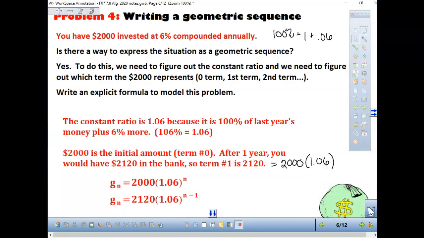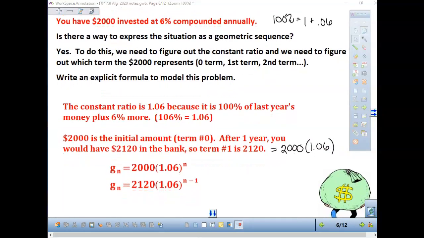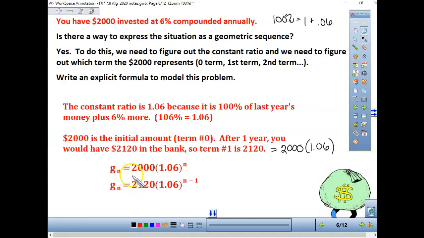And as we look at this last part, our sequence as we are writing it, because it's the 0 value, is 2,000. So it almost looks exactly like our exponential equations. G to the n equals my 0 term, 1.06 to the n minus 0. N minus 0 is simply going to be n. My first term, if I'm writing it as an explicit formula, is going to be 2,120, 1.06 to the n minus 1.